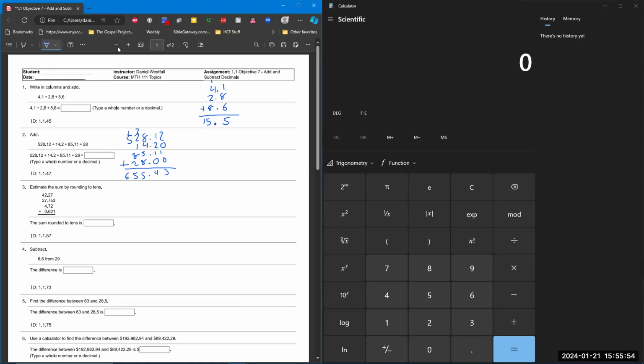Next, they ask us to round to the tens place and estimate the sum. That's going to be 40 and 30 and 0 and 0. So my estimated sum is going to be 70.